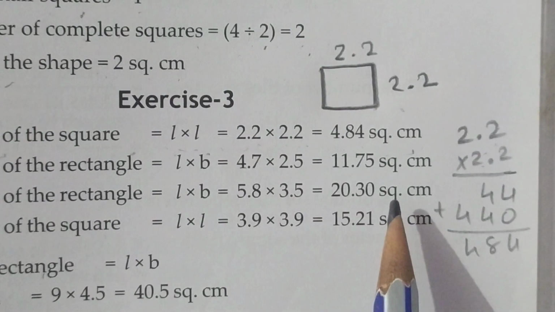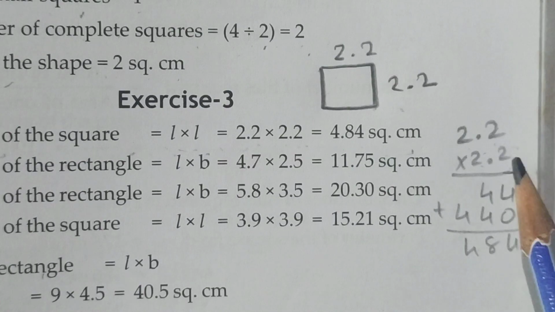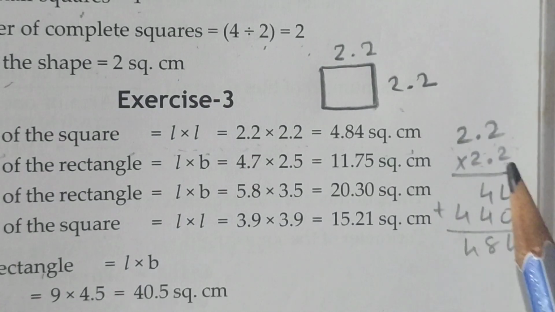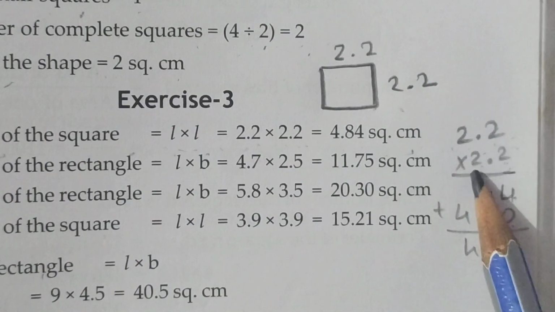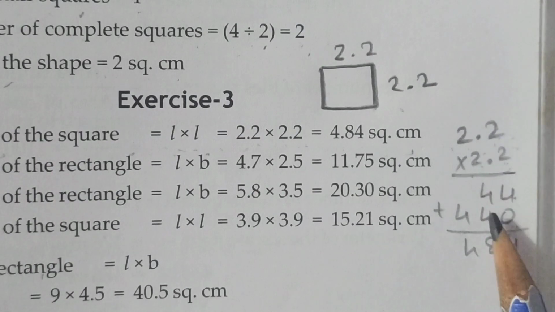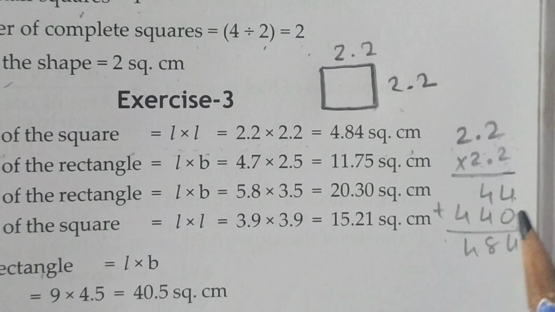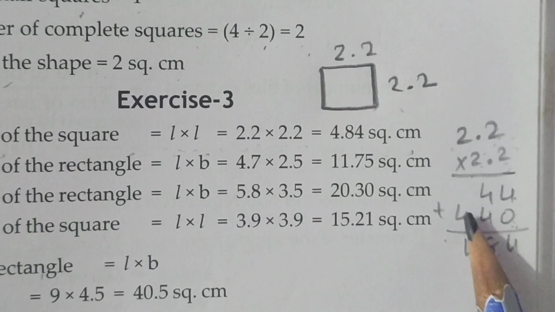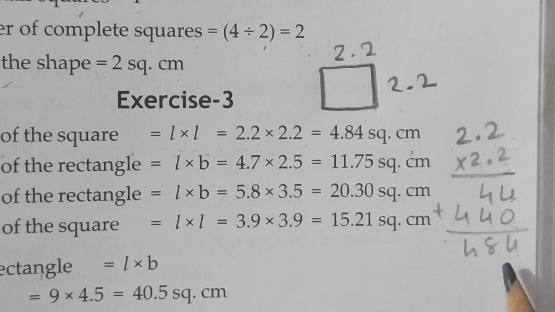Let us multiply 2.2 by 2.2. 2 2s are 4, 2 2s are 4. When the second digit's turn comes, put 1 zero. 2 2s are 4, 2 2s are 4. Now let us do addition. 4 plus 0, 4. 4 plus 4, 8. 4 as it is. So students, the answer will be 484.